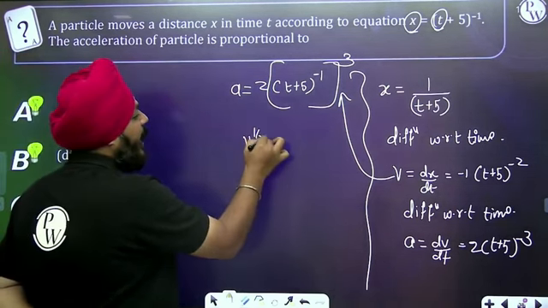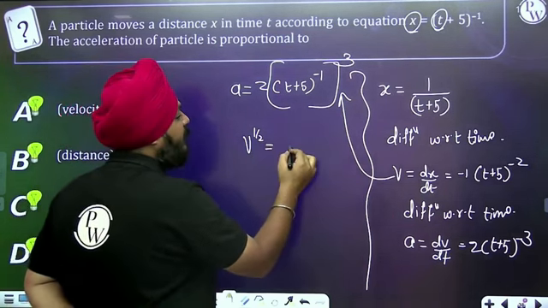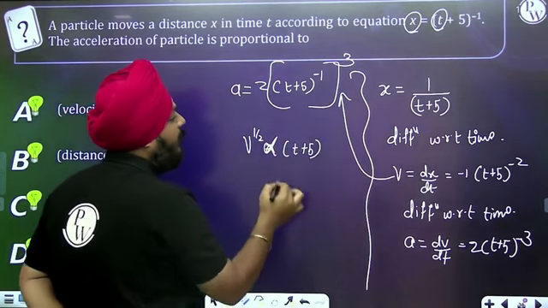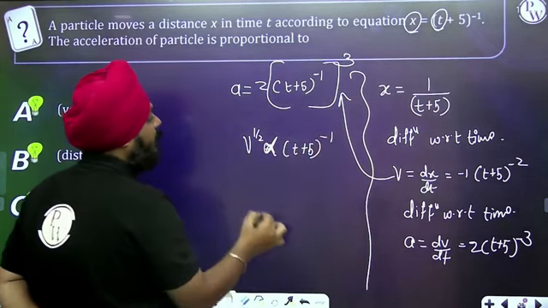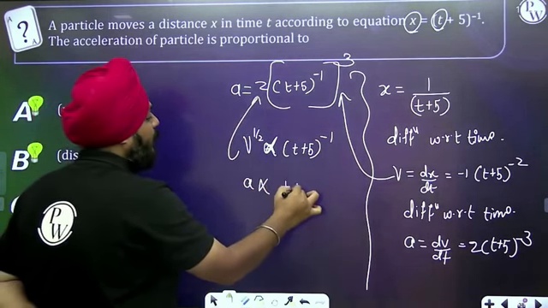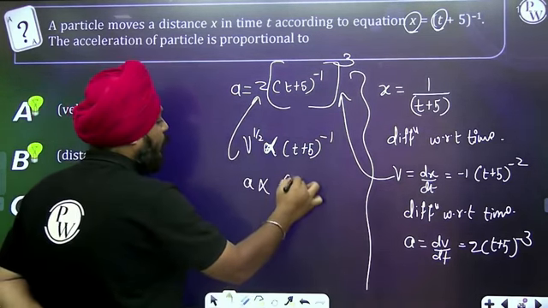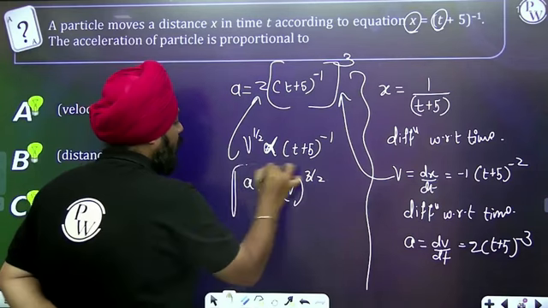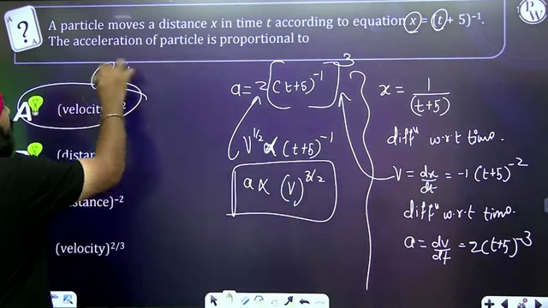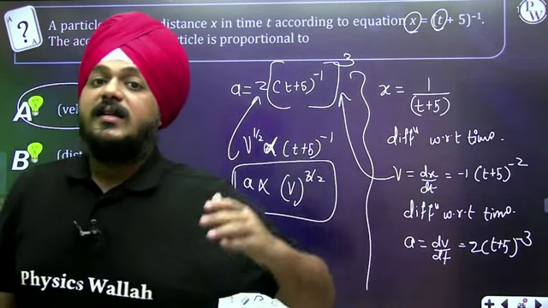Velocity will be, it is okay, directly proportional to (t plus pi) to the power of minus 2. Replacing it here, acceleration is directly proportional to velocity whole to the power 3 by 2. This is the dependency of the motion parameters, and this is the way.